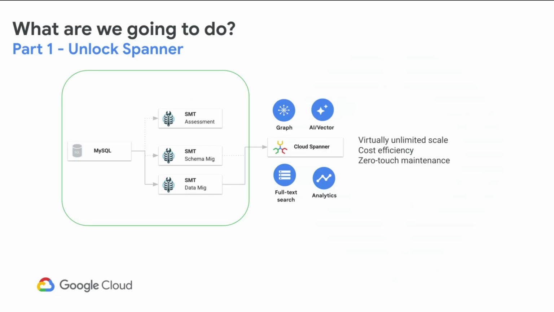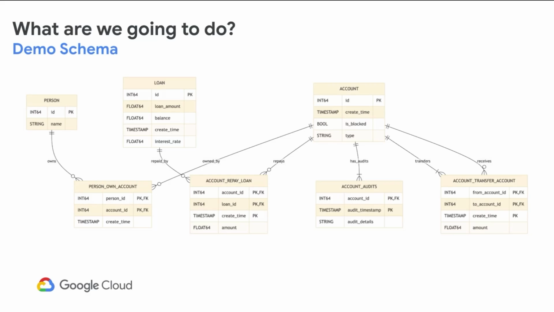But now let's get started with the demos and let's go into the details. First part is what we are going to do is we're going to take an existing MySQL database and move that to Spanner in order to unlock all these Spanner benefits and enable multi-modal use cases on your existing workload. The demo data contains a data set that resembles something like a retail banking system used to manage customer information, like their bank accounts, loans. It tracks key transactions like transfers and loan repayments along with an audit trail.